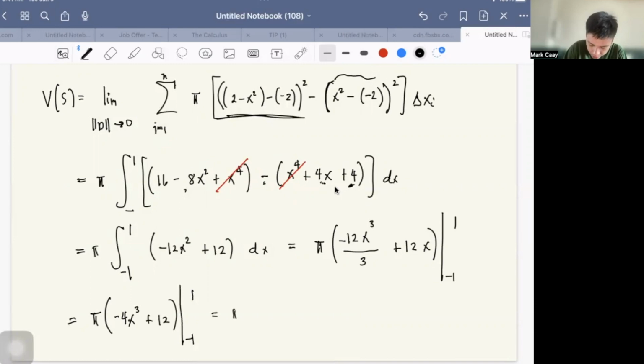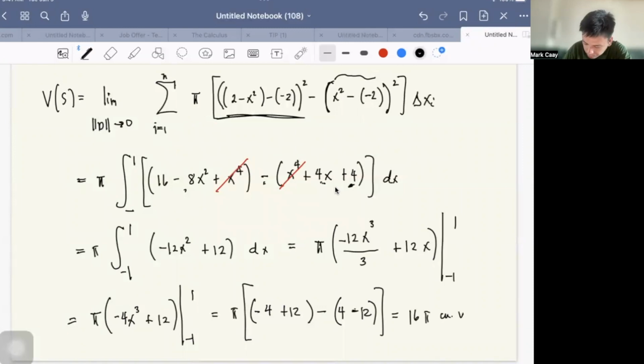So, this is equal to pi times, substitute ko muna yung 1. So, this is equal to negative 4 ba? Plus 12. And then minus, substitute ko yung negative 1. This is 4 minus 12. And correct me if I'm wrong with my arithmetic, this is 16 pi cubic units. So, this is now the volume we are looking for. So, if you have any questions or clarification, please let me know.